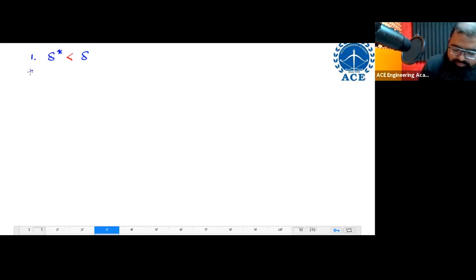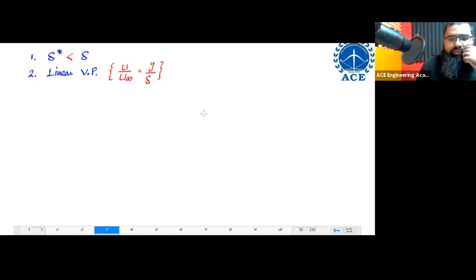Second conclusion: many times in examinations they talk about linear velocity profile. Let me write the full form otherwise. Linear velocity profile. Now what is linear velocity profile? If you recall, linear velocity profile is given by u upon u infinity is equal to y by delta. u upon u infinity is equal to y by delta. This is linear velocity profile.